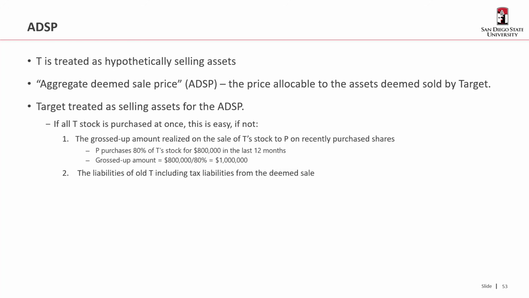So far we've been dealing with a complete acquisition of all of the target stock in one sales transaction. But guess what? It doesn't always happen that way. In fact, a lot of times it doesn't happen that way. So the grossed up amount realized on the sale of T's stock to P on recently purchased shares. So let's say P purchased 80% of T's stock for $800,000 in the last 12 months. The ADSP would be the grossed up amount. So that would be $800,000 divided by the 80% acquired, or $1 million. And then to that you would add the liabilities of old T, including any tax liabilities from the deemed sale.